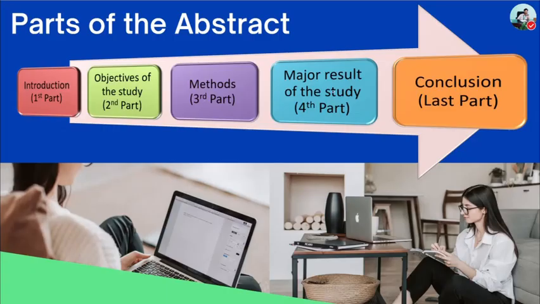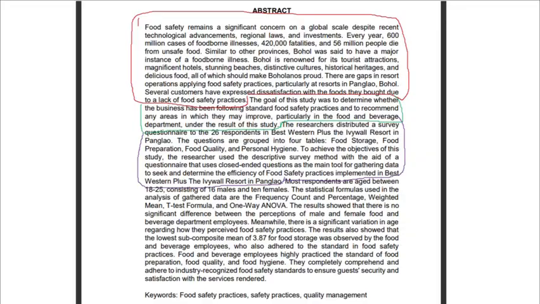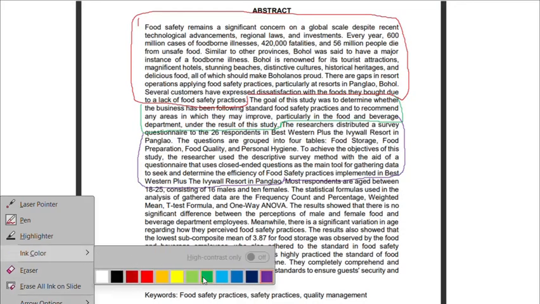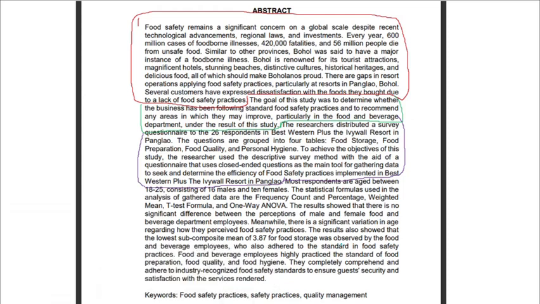Next, fourth part, major results of the study. Okay, blue, we're going to use blue. Major result of the study. Okay, so most respondents are aged between 18 to 25. Okay, so key findings, major results of the study. The results show that there is no significant difference. Meanwhile, there are significant variations in the age, etc. Food safety is observed by the food and beverage employees who also adhere to the standard in food safety practices.